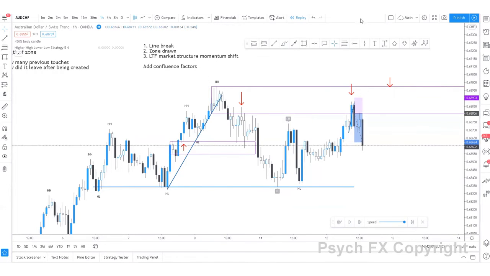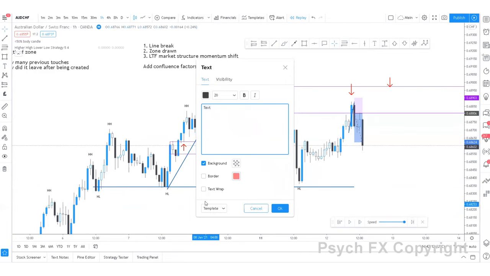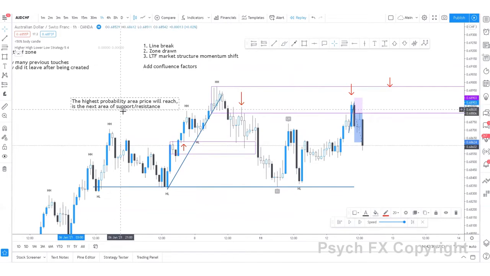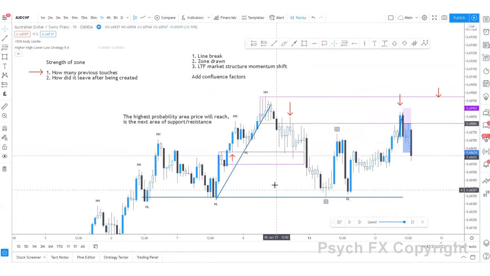But the main thing that you need to understand is, and I'll write this down, the highest probability area price will reach is the next area of support or resistance. Now, I don't necessarily just mean classic support and resistance. Like order blocks provide support and resistance. You know, displacement zones, imbalances all create areas of support and resistance. I just mean the next area where you can see that there is going to be some pressure in the opposite direction, that is going to be your highest probability.